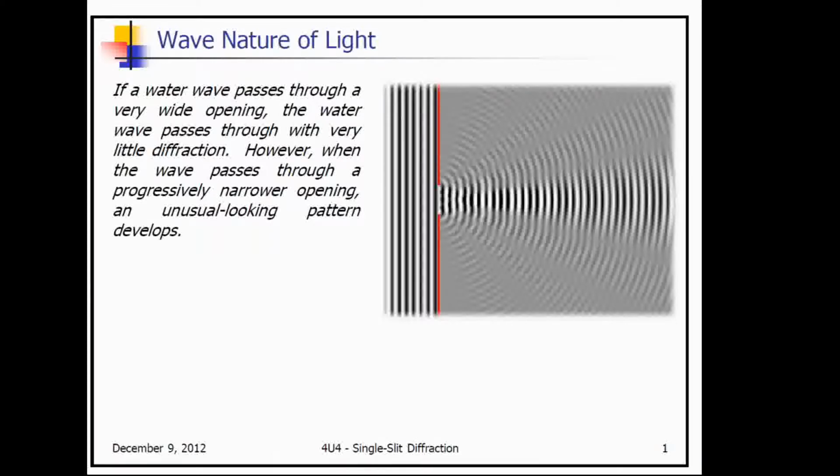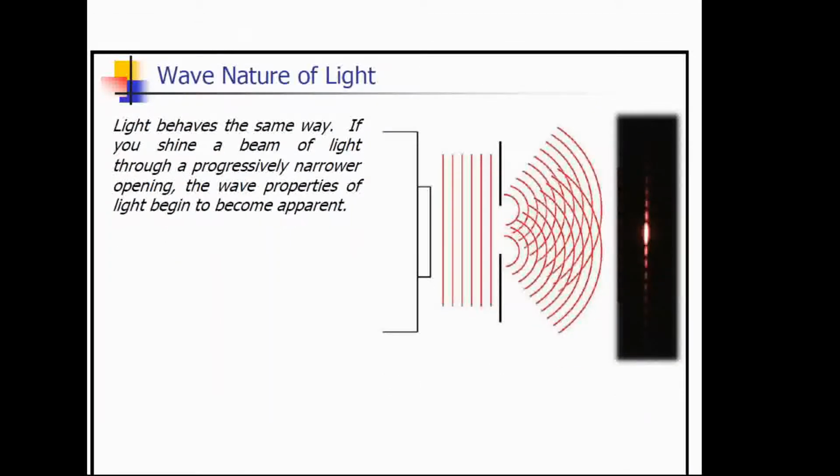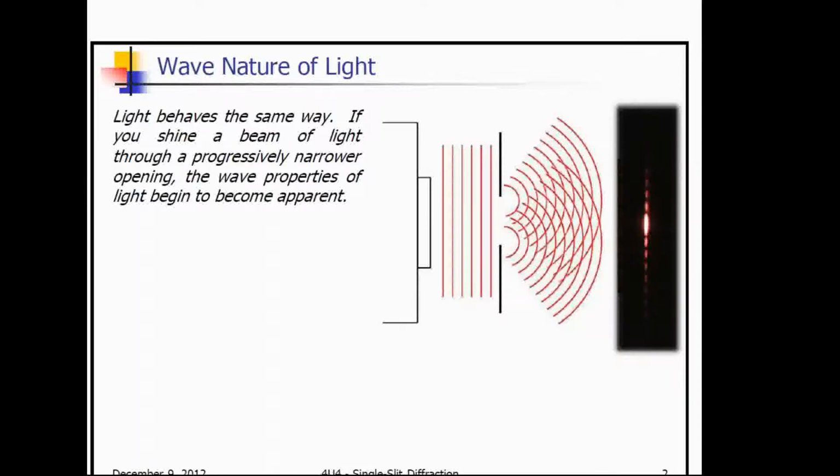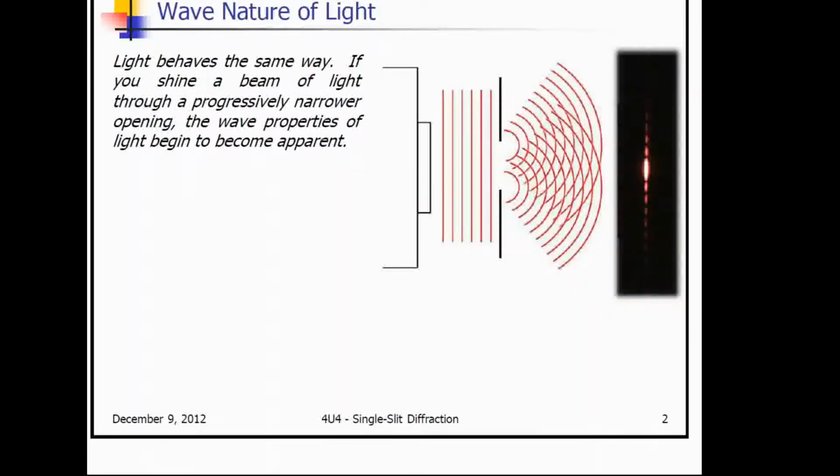Now let's look first at a water wave. If we have water that passes through a single slit, what happens is the water starts to radiate out around that slit. So we have that kind of curved pattern. Light behaves the same way. If you shine a beam of light through a progressively narrower opening, the wave properties of light begin to become apparent. So what we need to do is make a very narrow opening in order for us to see it with light.